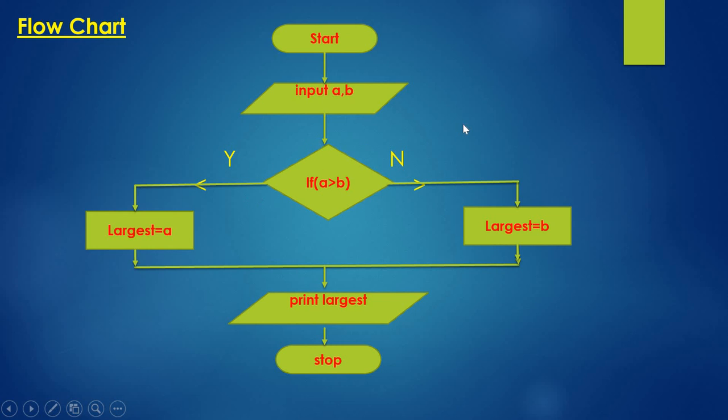That is true, false. If A greater than B is true or yes, which one will be the largest value? Largest is equal to A. Then if that is wrong, largest will be B. Then print the largest value. Then stop. This is the flowchart to represent the largest of two numbers.